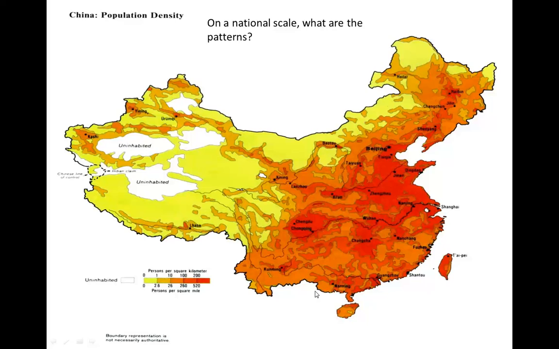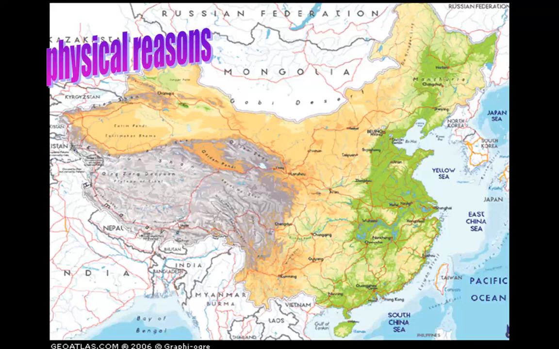So the question that we have to ask ourselves is, why is this the case? Well, you need to understand the physical and the human factors. So the physical factors are: the south and east have very dense populations due to there being very fertile land around here. The soils are very good.